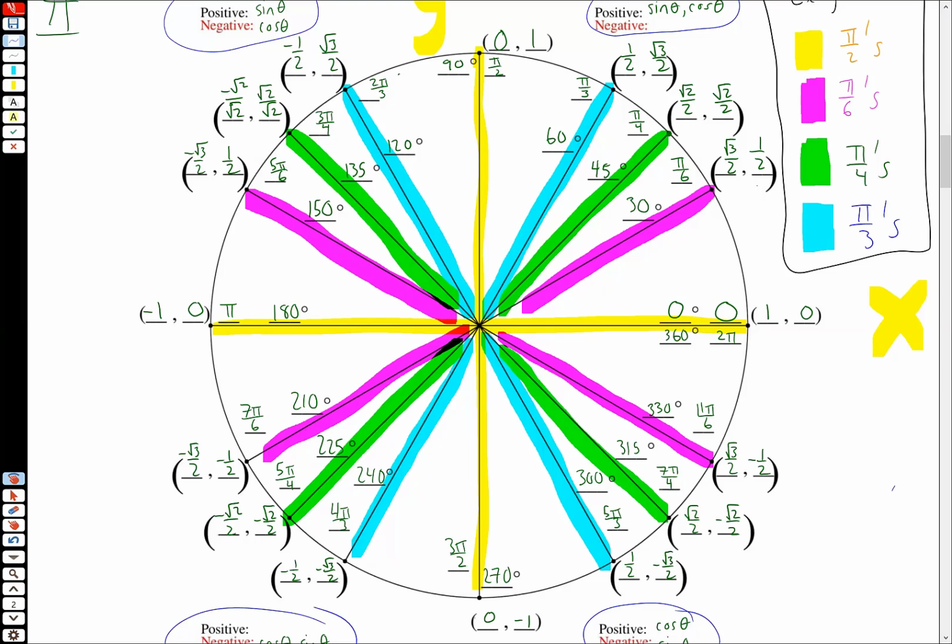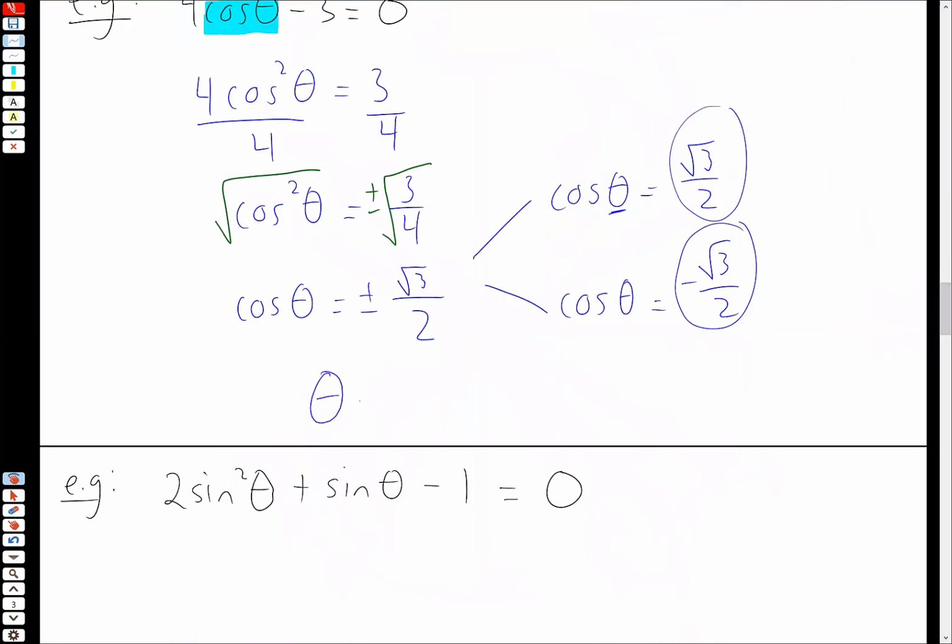Okay, so notice what angles we are getting this time. We're getting pi over 6, 5 pi over 6, because notice we have a negative square root 3 over 2, 7 pi over 6, and 11 pi over 6. So theta is equal to pi over 6, 5 pi over 6, 7 pi over 6, 11 pi over 6.